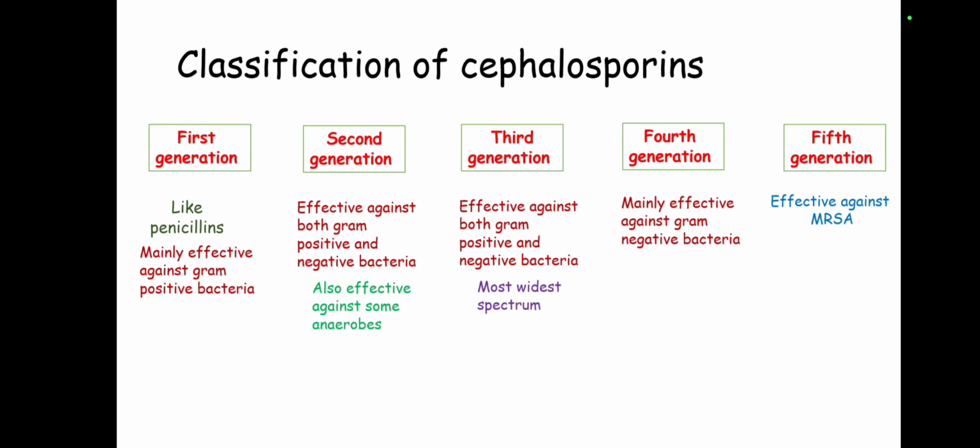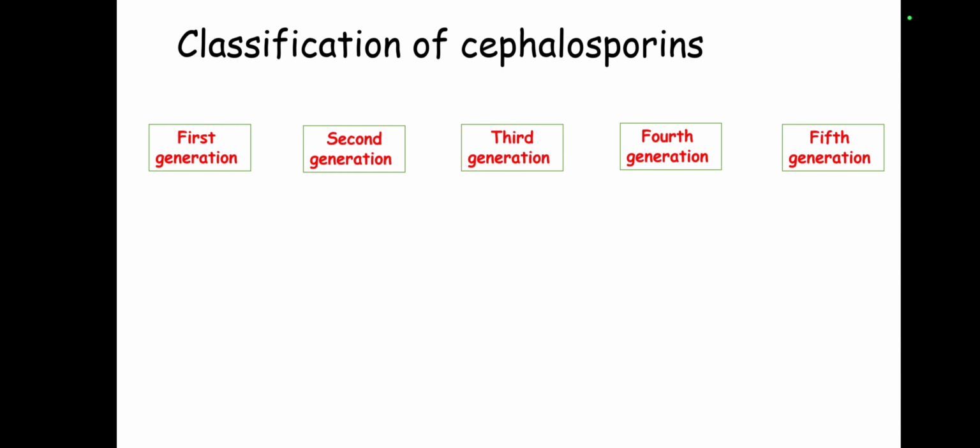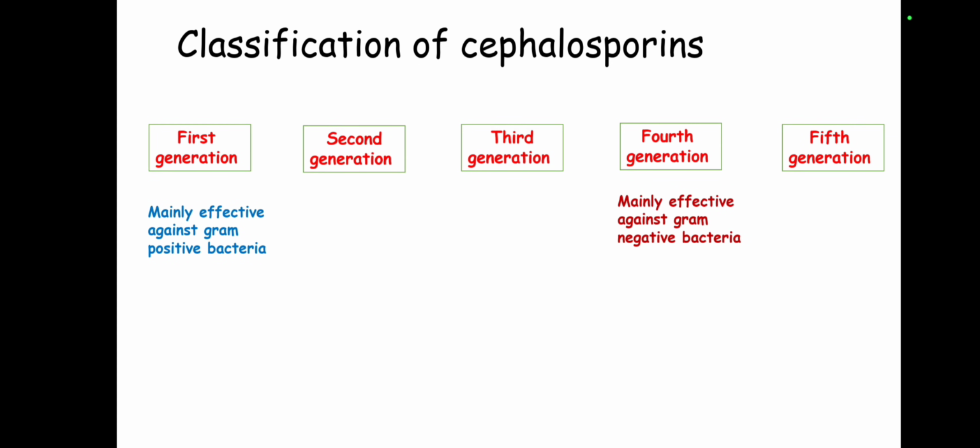So grossly, the spectrum you can remember is: the first generation cephalosporins are effective against gram positive bacteria. Fourth generation are effective against gram negative bacteria. Third generation have the widest spectrum. Second generation are also effective against some anaerobes, and fifth generation are mainly effective against the MRSA bacteria, right? Next we shall check out the examples of drugs which come under each generation.